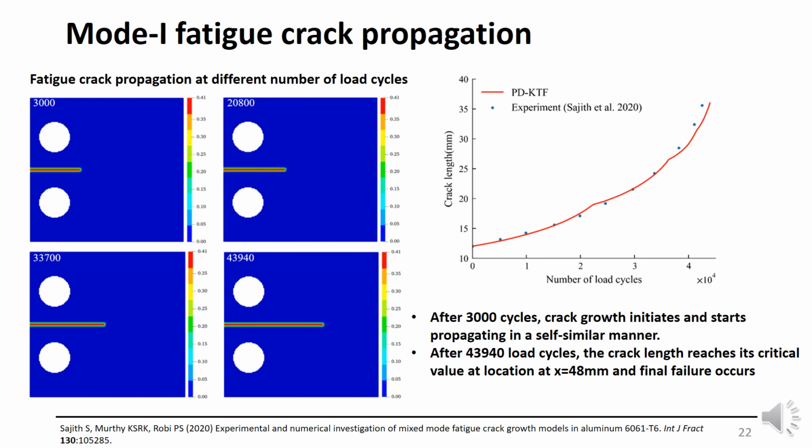After 3,000 cycles, crack growth initiates and starts propagating in a self-similar manner. At about 44,000 load cycles, it reaches its critical value and final failure occurs. Here is the crack length versus number of load cycles. The prediction from peridynamics and the kinetic theory of fracture captures the experimental data very nicely.